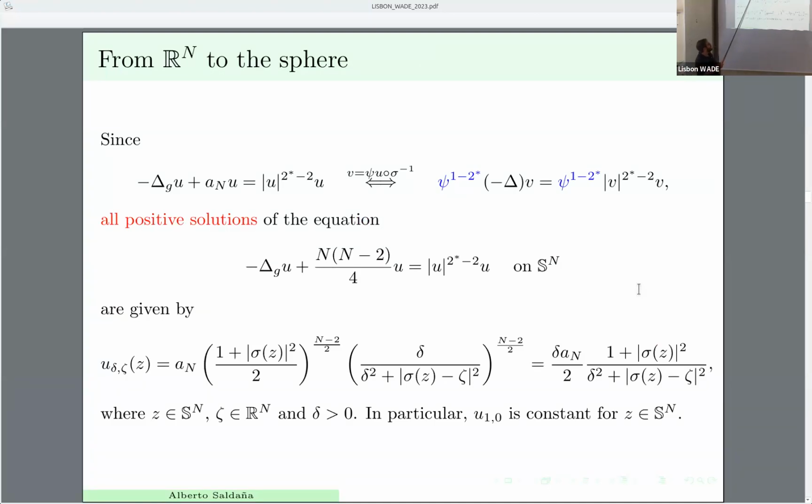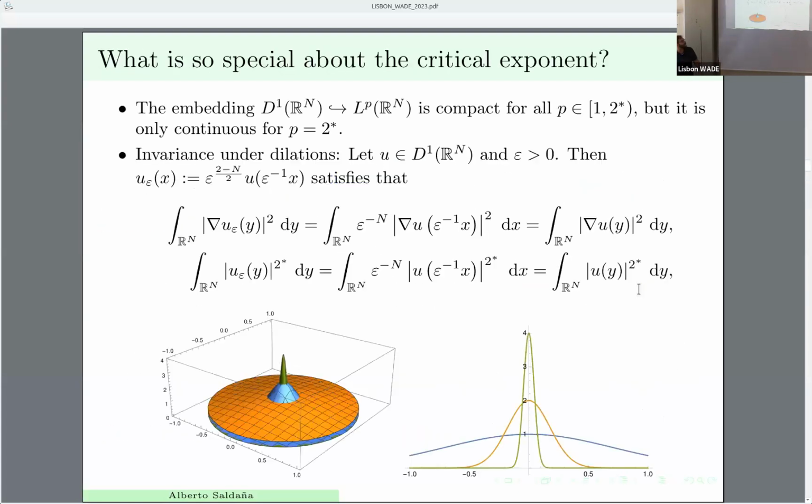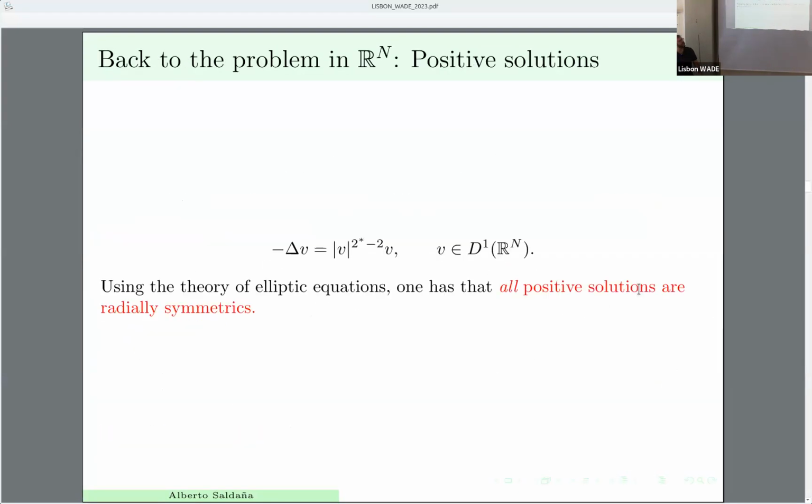And now we can go back with the stereographic projection to the problem that we wanted to solve on the sphere. Yeah. This one? Yeah. All positive solutions are radially symmetric. Yeah, this is the moving plane method. The way one shows this is called the moving plane. Okay.